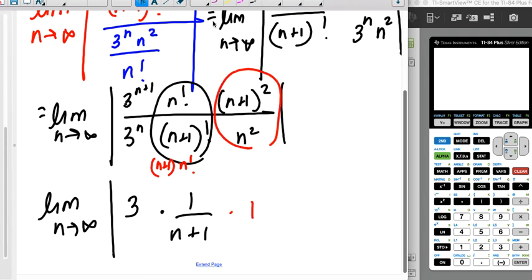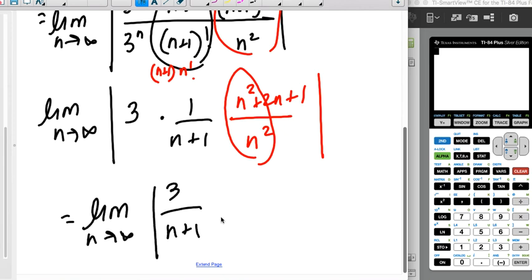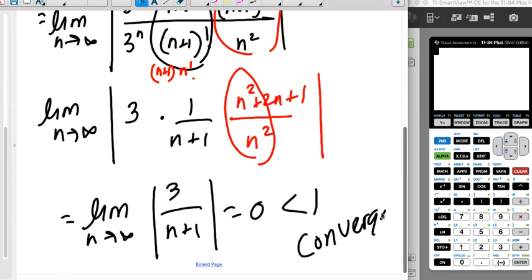And then these guys are just going to be a 1 as n approaches infinity, right? We still have the limit in front, so we don't have to do that. But this is going to be n squared plus 2n plus 1 over n squared, and really this is all I care about, and I could have anticipated that without foiling. So I end up getting a 1, right? So this ends up being the limit as n approaches infinity of just 3 over n plus 1, which is definitely 0. Since that's less than 1, this thing converges.